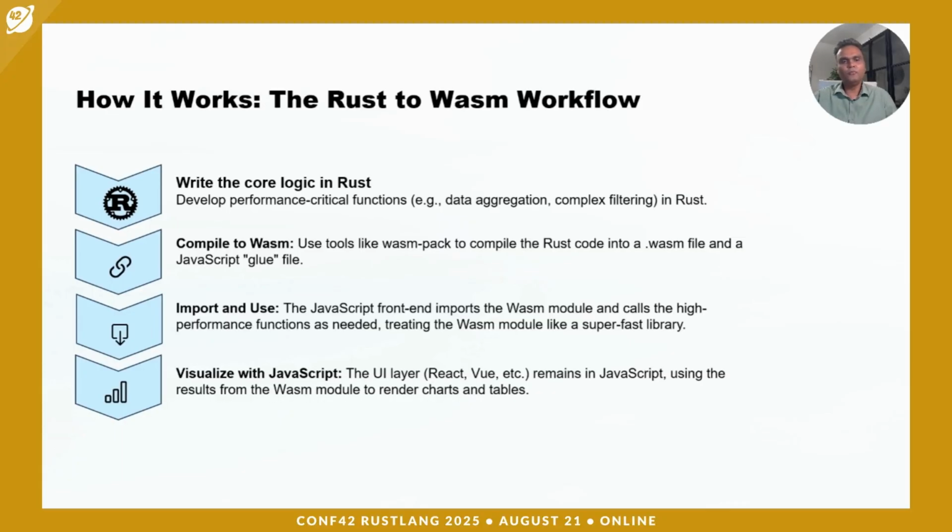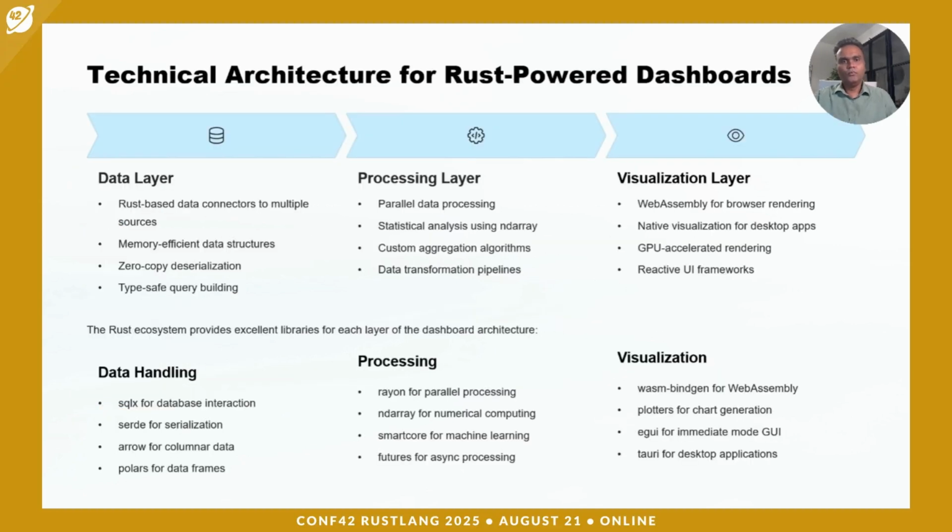The Rust/WASM part is the high performance engine under the hood. The JavaScript part is the user interface on top. This approach leads to a clear layered architecture. We can think of this as a three-layer architecture. Each layer has a specific job, and Rust plays a key role in the first two.